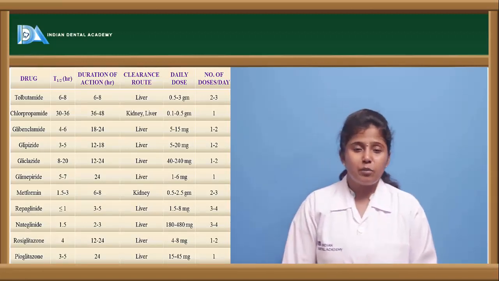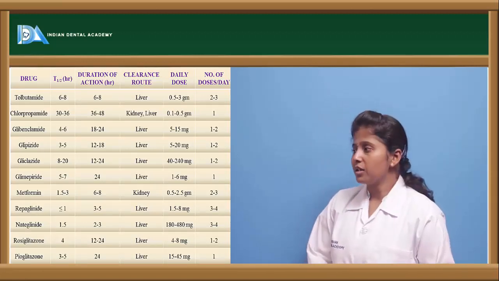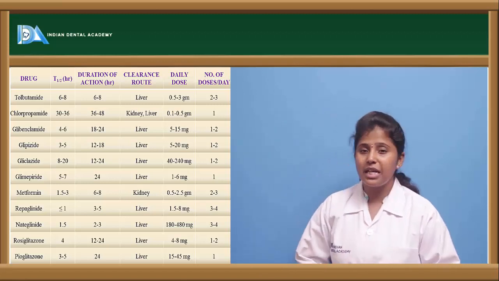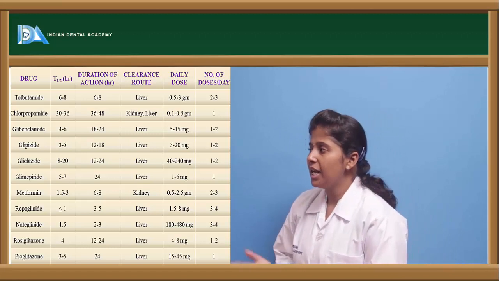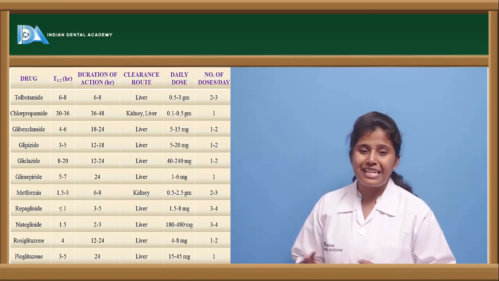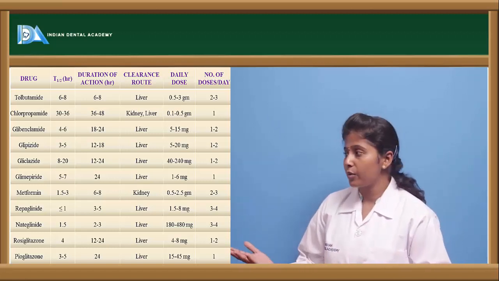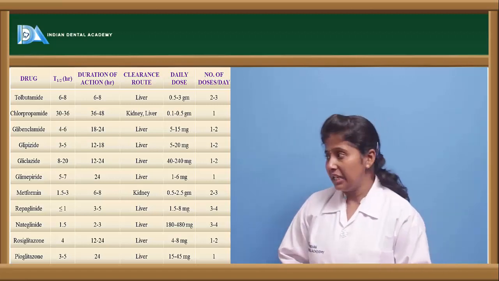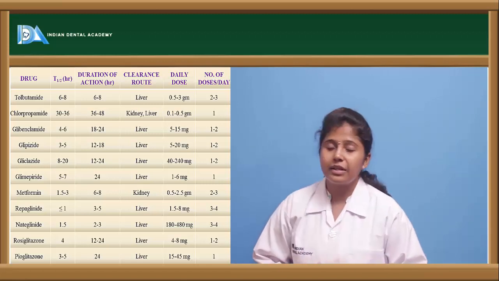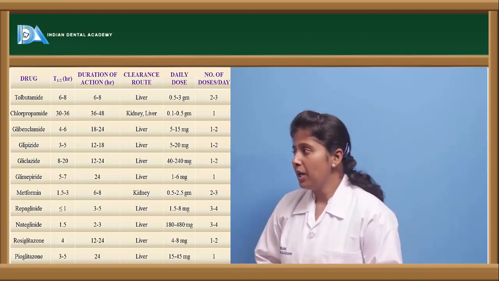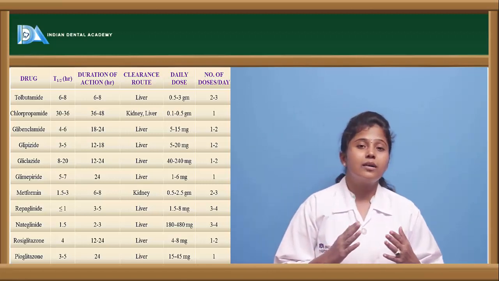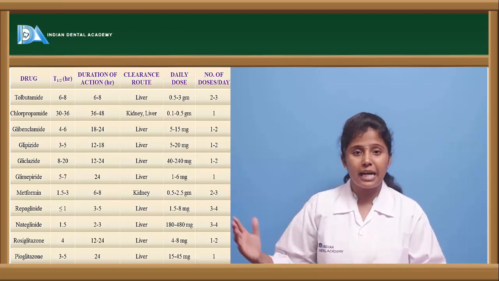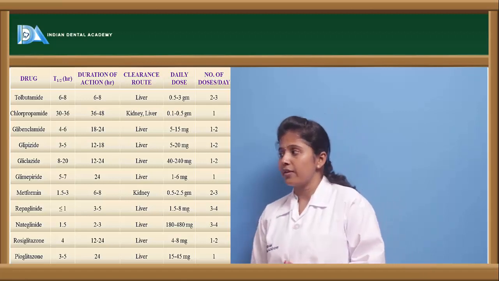Here we can see the tabular format of anti-diabetic drugs. The drug tolbutamide has a half-life of about 6 to 8 hours, and the duration of action of this drug lasts for about 6 to 8 hours. It is cleared through the liver, and the dose given is about 0.5 to 3 gram, in 2 to 3 daily doses, and each dose contains about 0.5 to 3 grams.